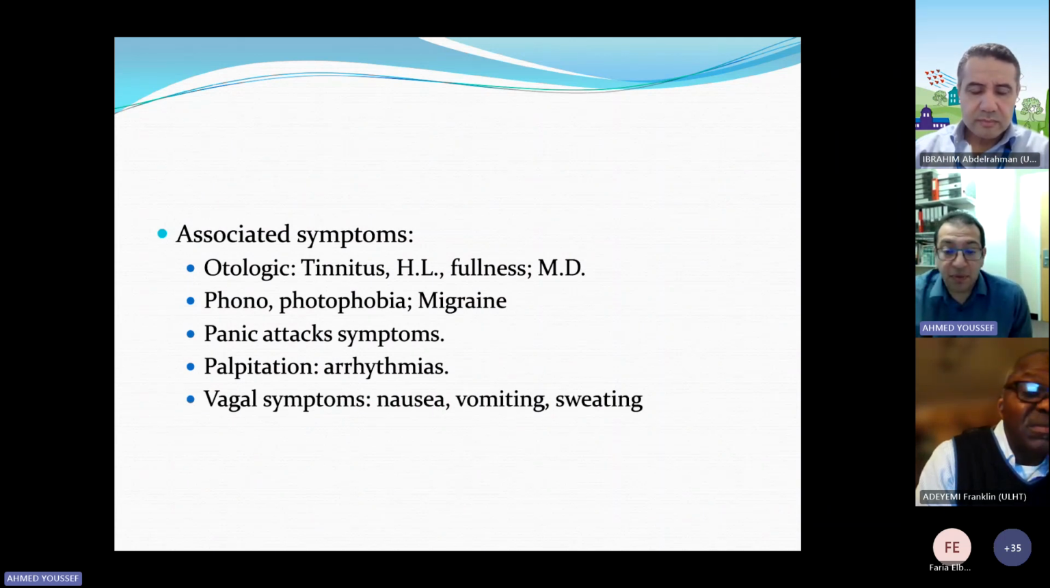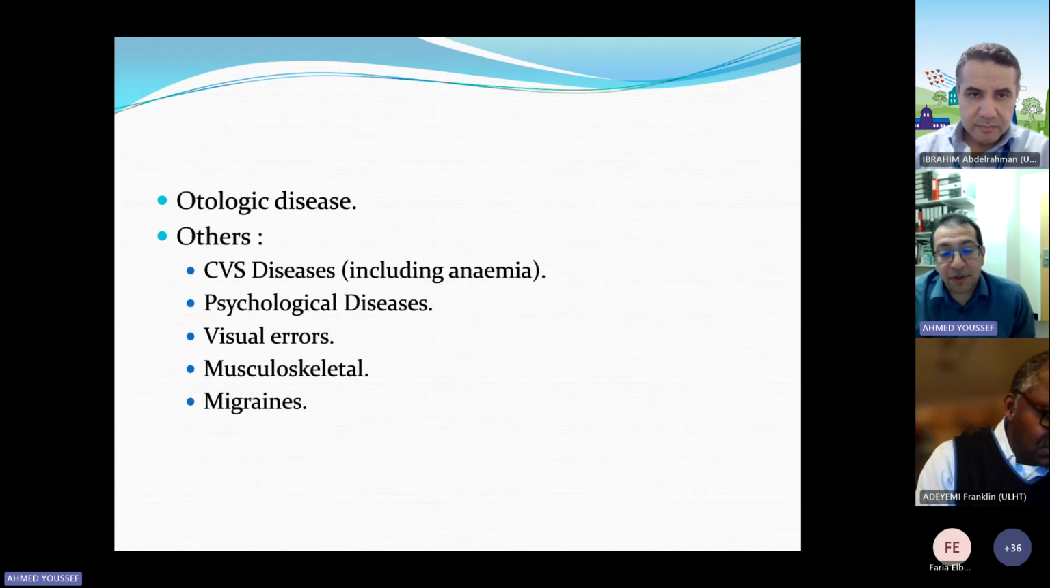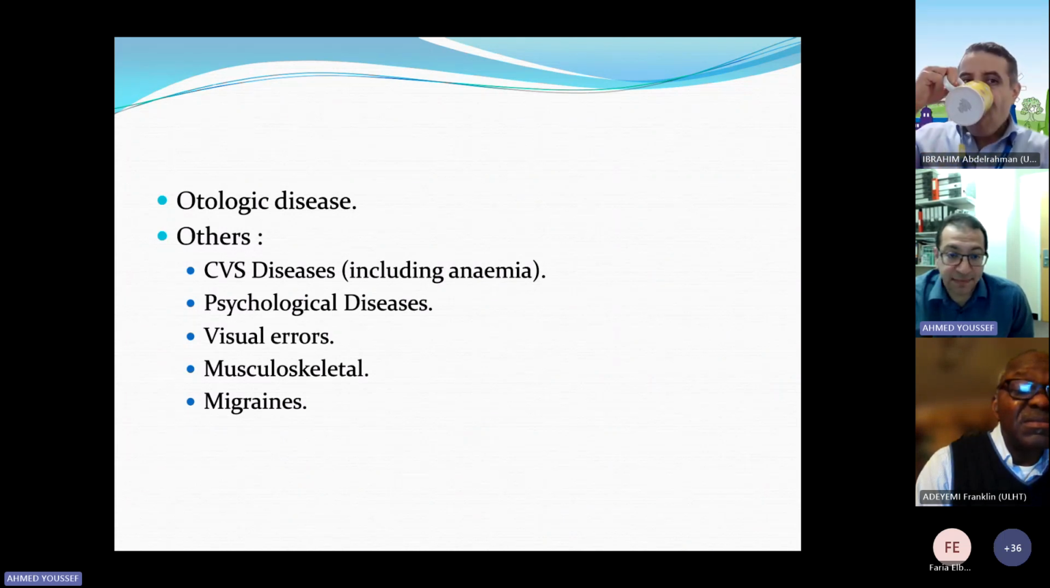And then we move on to things like vagal symptoms: nausea, vomiting, and sweating that can happen with dizziness. Vomiting is quite an important symptom to acknowledge, because this means that there is a genuine severe attack of dizziness. That's why the patient has vomited. So then we move on to the otologic symptoms. Of course, it will be embarrassing if we, as ENT, miss a case of complicated otitis media where there is discharge and it's causing labyrinthitis.